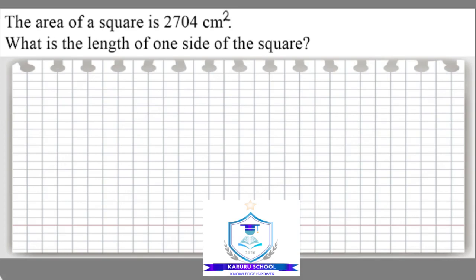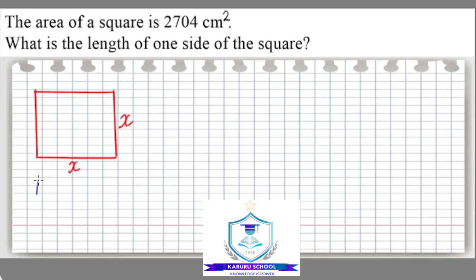So to tackle this question, we will need first to sketch the square, and then using the formula of calculating the area of the square, find the length of one of the sides of the square. So we sketch the square as follows. And then let us assume that each of the sides is equal to x centimeters.